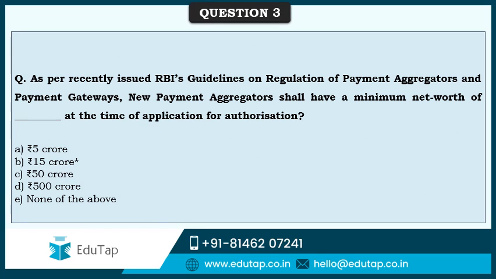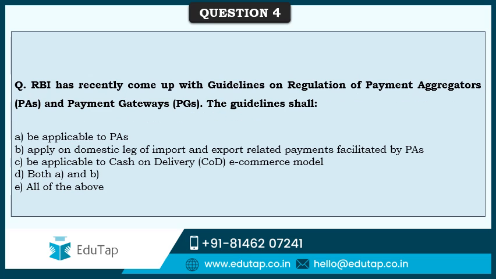As per our discussion on the previous slide, now we can easily answer this one. The answer is going to be option number B, 15 crore, because this is the minimum net worth to be kept by the new payment aggregator at the time of application for authorization. Moving on to the next question.